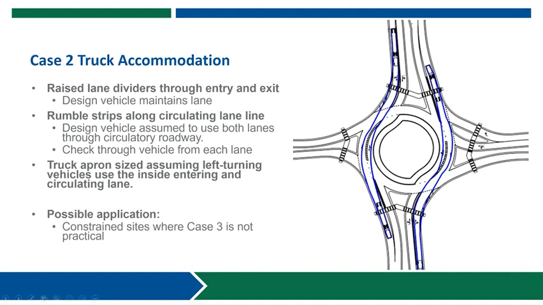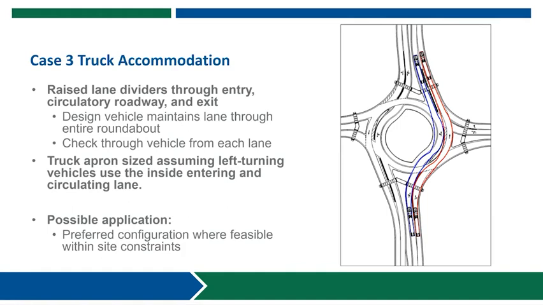Case two designs are typically applied where you have slightly higher truck frequency. GDOT defines that as greater than 120 trucks per hour, as well as situations where you're not able to accommodate a full case three design, where site constraints may make going to a full case three design not practical. And we'll describe some of those characteristics of a case three design next.